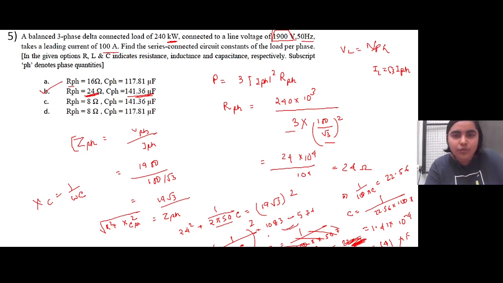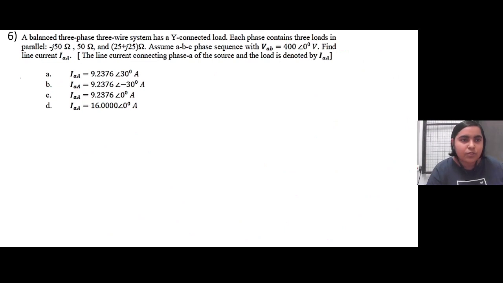So we'll do one more problem and wrap it up. A star connected load is given, and in each phase of the load a parallel resistance, reactance, and a combination of resistance and inductance is given, with ABC phase sequence. The voltage between two phases is given. You have to find the line current IA, the line current connecting phase A of the source and the load.